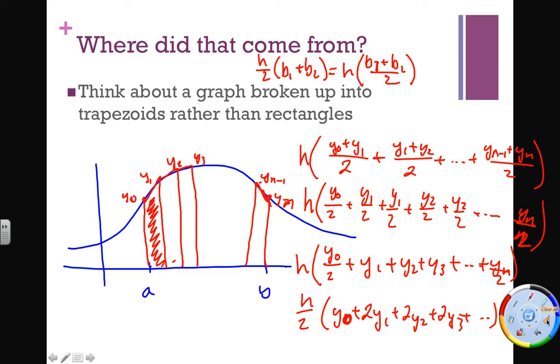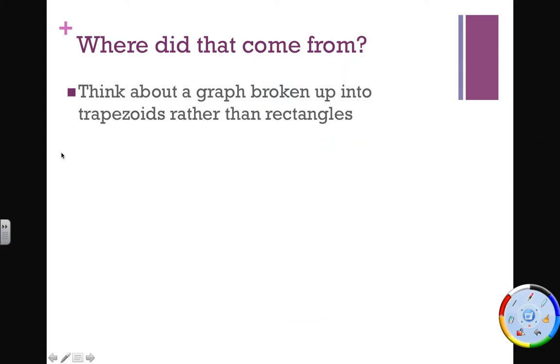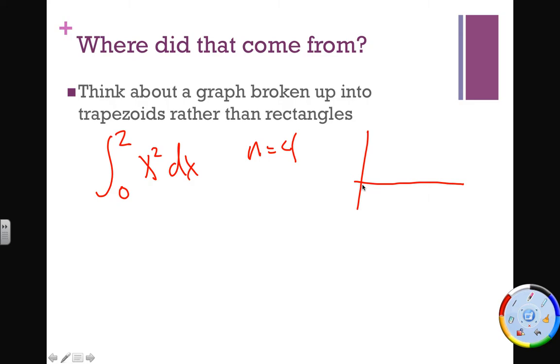But I want to think about, what if I gave you an example? What if I said, let's find the integral from 0 to 2 of x squared dx. Now I know you can find the antiderivative and do some calculations here, but let's think about the trapezoidal rule. Let's break it up into n equals 4, into 4 intervals. So on your graph, you would go from 0 to 2, basically going by halves. I kind of like doing halves.